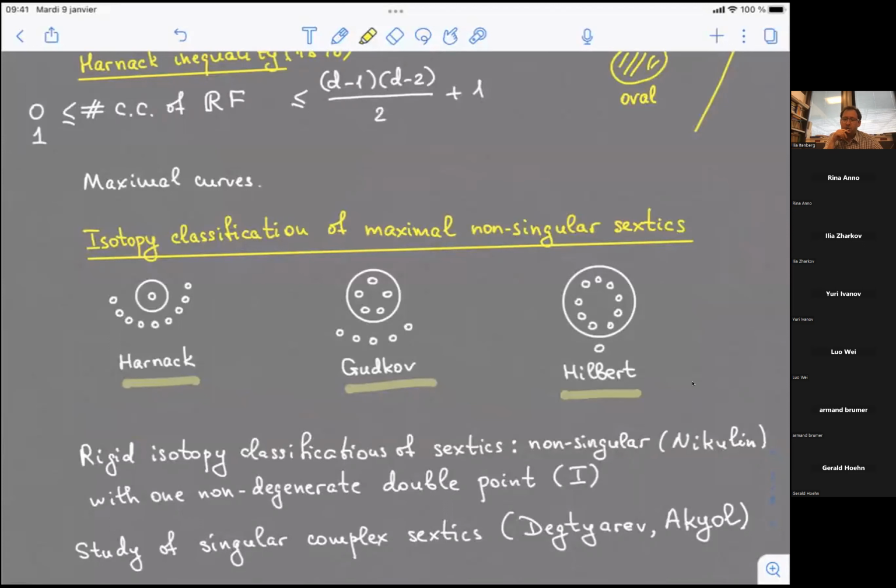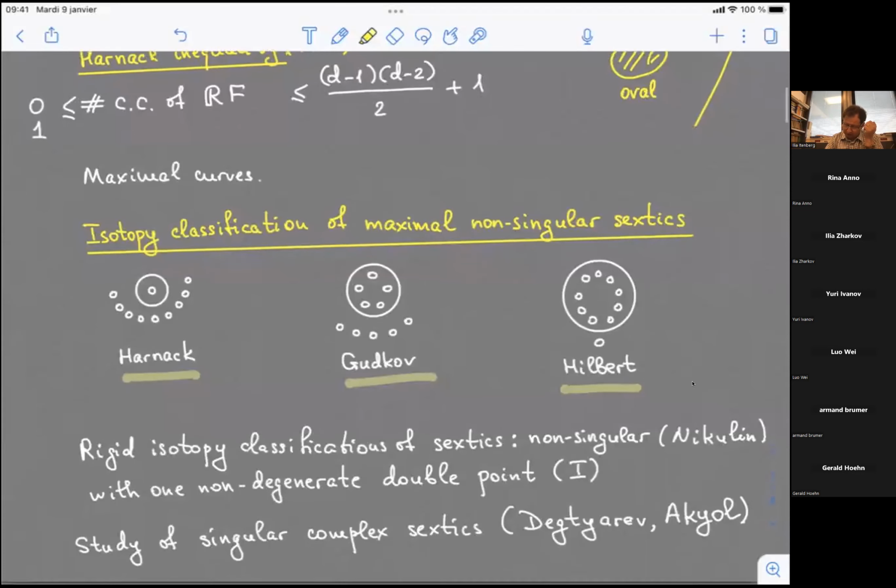So we say that two non-singular sextic curves in RP2 are rigidly isotopic if the corresponding points in the space of all sextics are in the same connected component of the complement of the discriminant. And such a rigid isotopic classification of non-singular sextics was obtained by Nikulin.